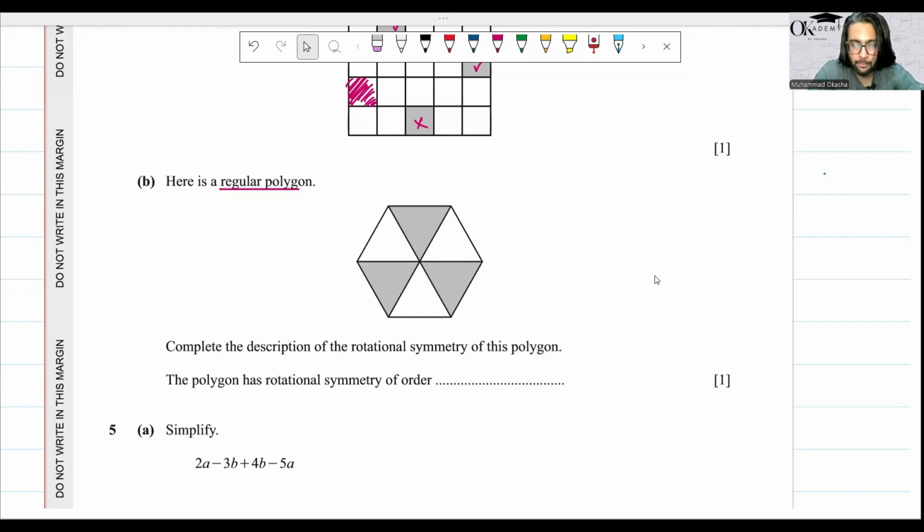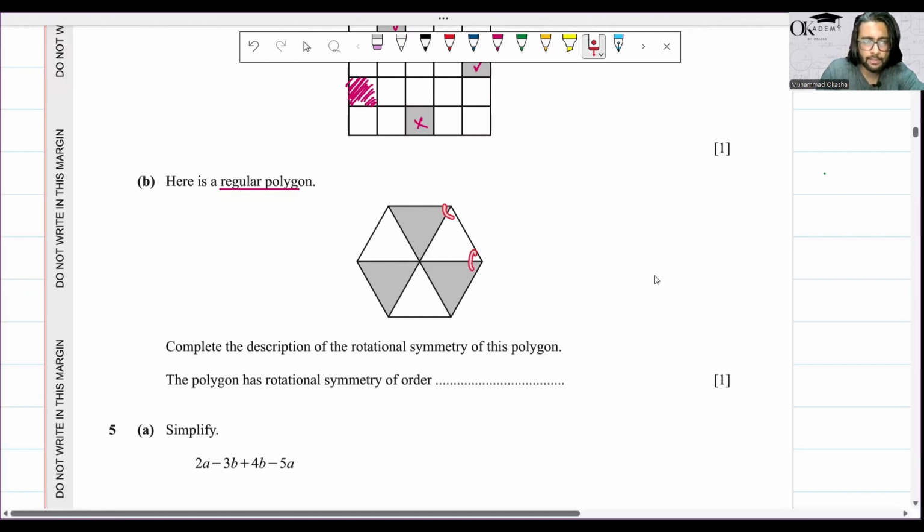So here's a regular polygon. What do we know about regular polygons? We know that they have the same sides and same angles. So all of the internal angles that you see are equal. This angle is equal to this angle, which is equal to this angle, which is equal to this angle. All these angles are equal, and the length of each side is also equal, right?